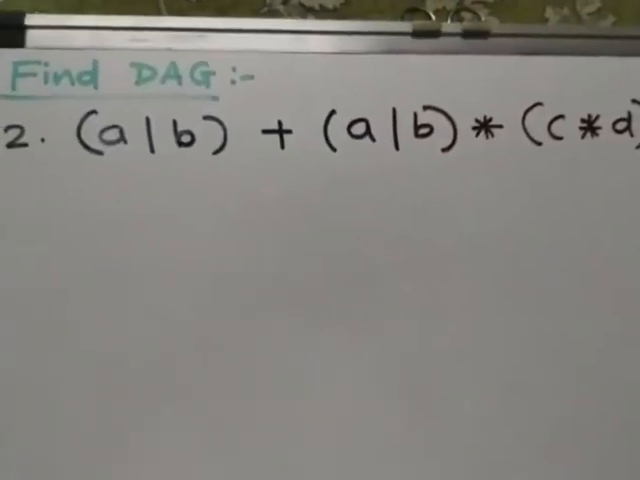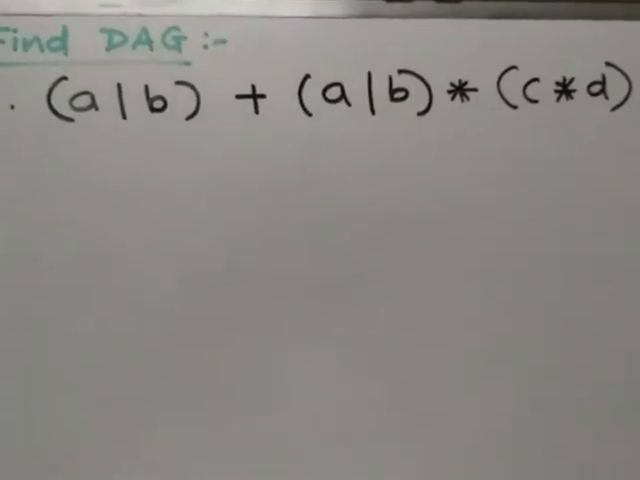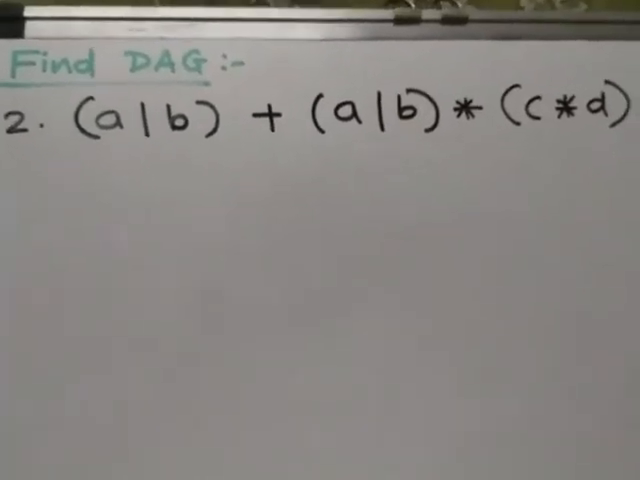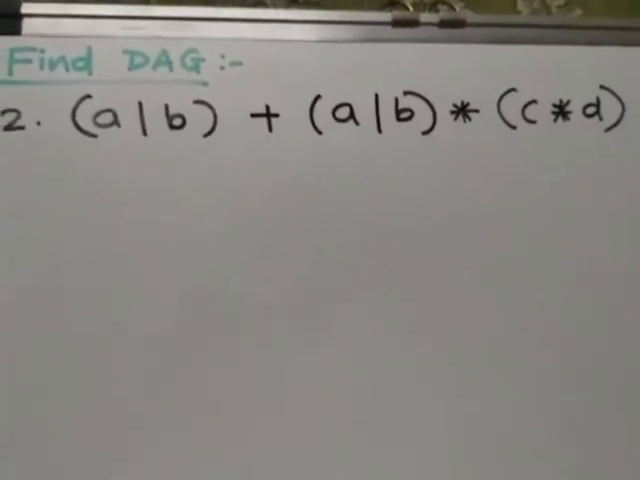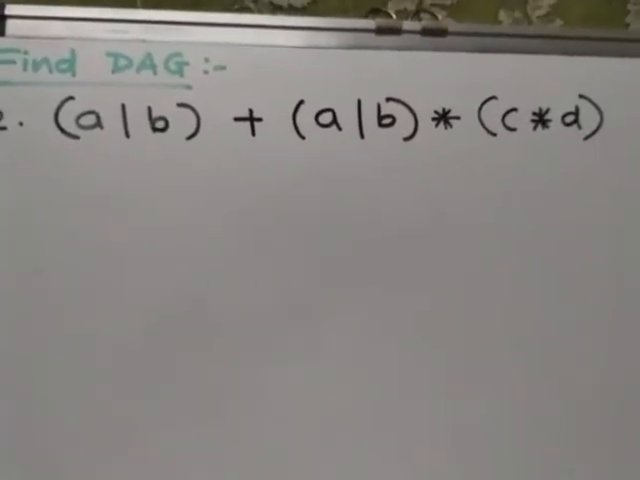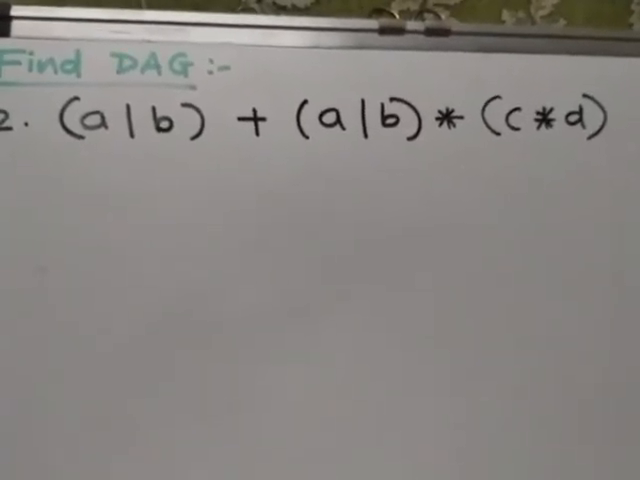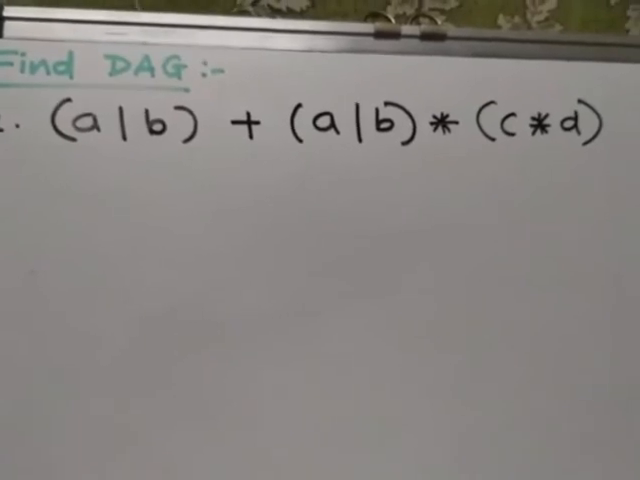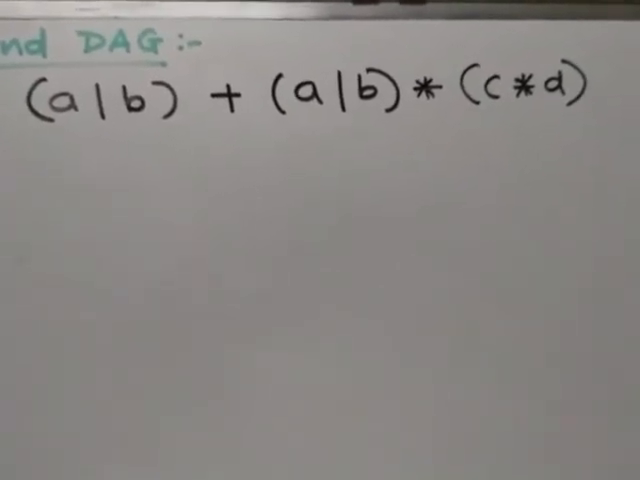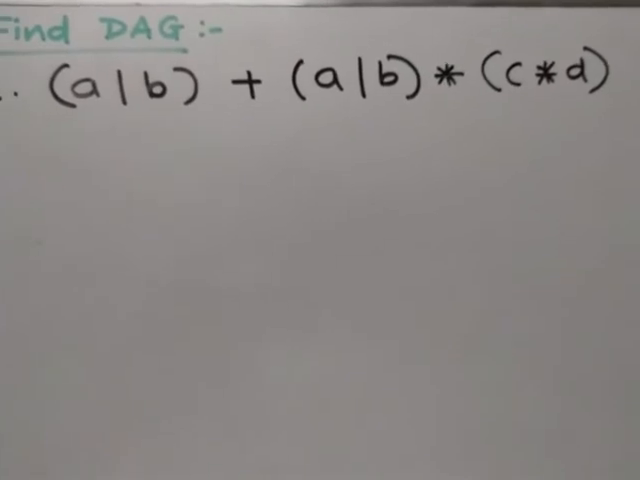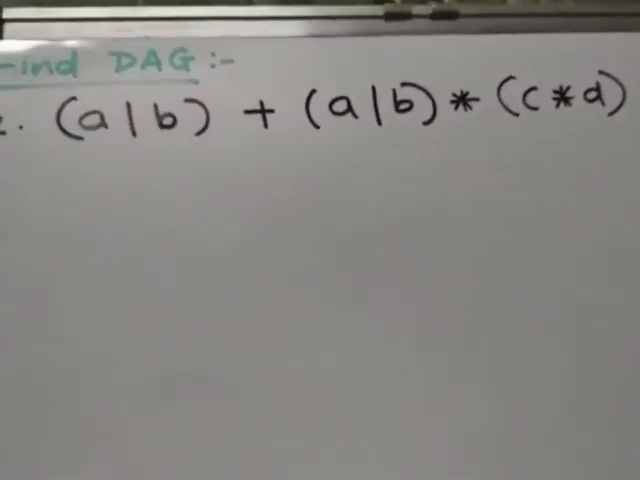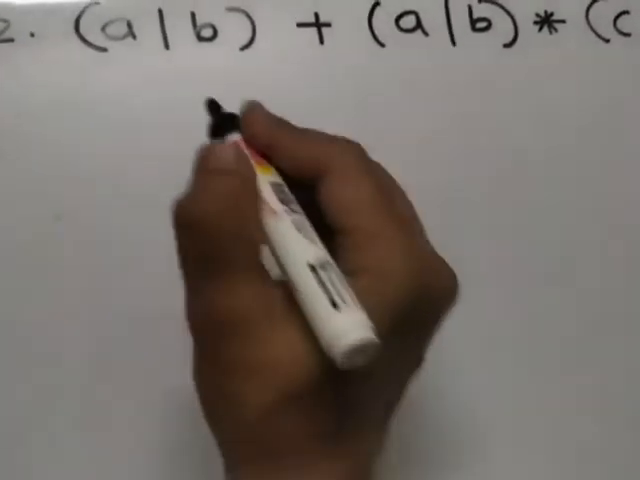Now we will see the second example where we are finding the directed acyclic graph. So the example is given to you. It consists of a divided by b plus a divided by b into c star d. So how can we solve this example? Just see. First of all, we will create the three address code.